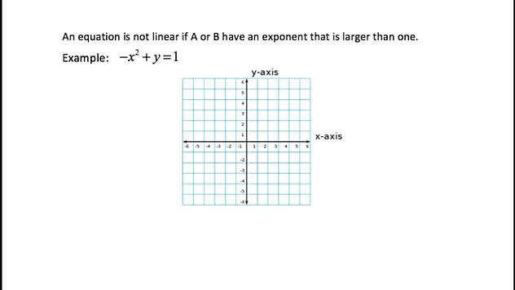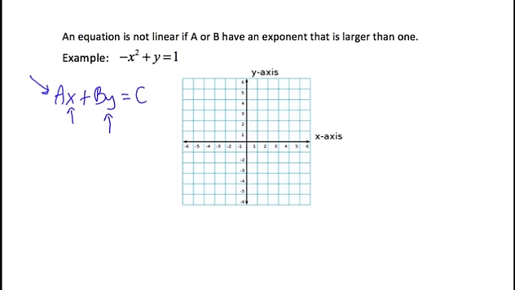An equation is not linear if a or b have exponents that are larger than 1. So remember, here's our generalized form: some number times x plus some number times y equals some number c. That form is a linear equation, meaning if we graph it, we're going to get a straight line. Now, if any of these exponents on x or y is greater than 1, we would get a line that is not a straight line.